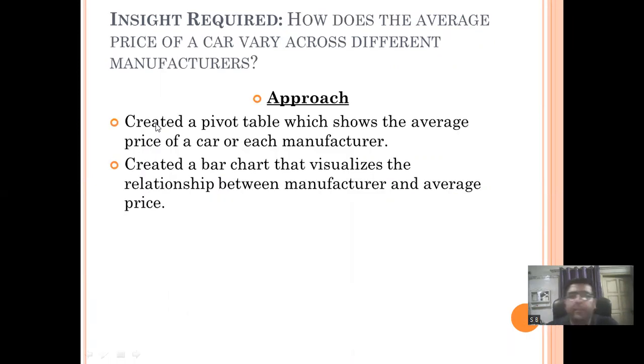Our next task is as follows. How does the average price of a car vary across different manufacturers? For this task, I created a pivot table which shows the average price of a car for each manufacturer. Then I created a bar chart that visualizes the relationship between manufacturer and average price.